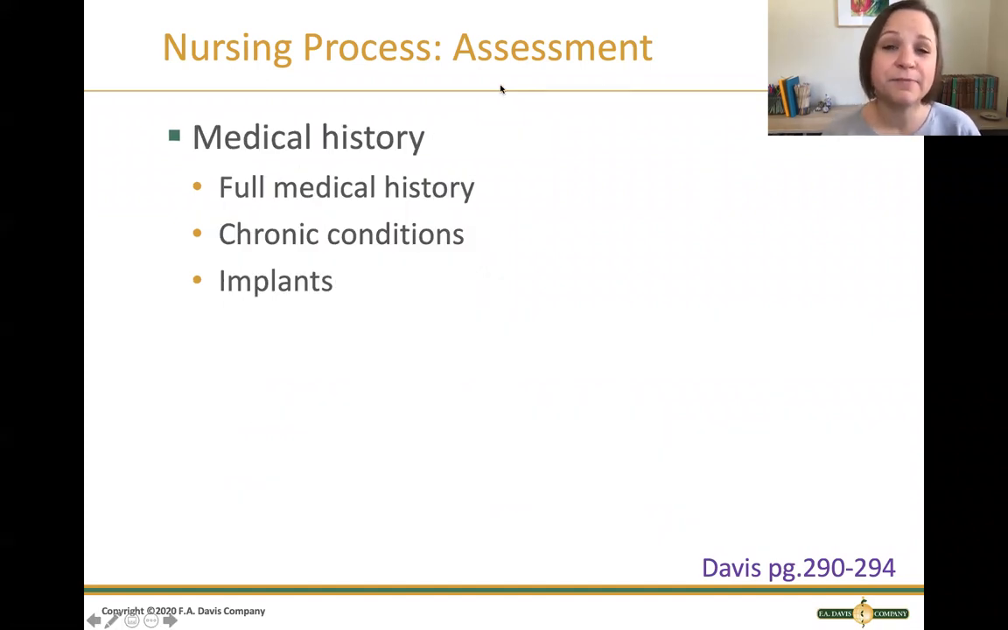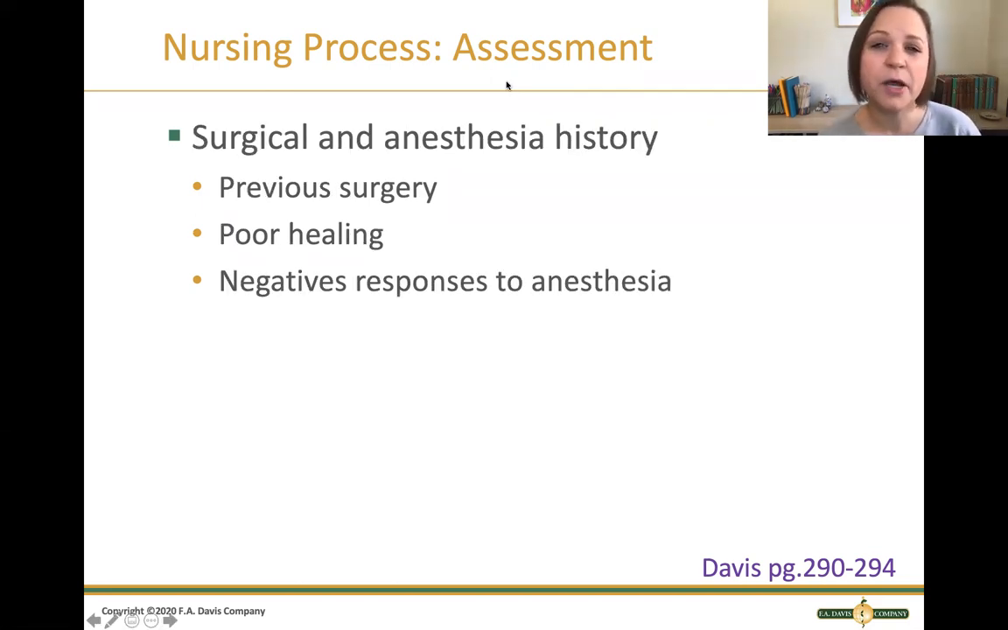In addition to the patient history, we need to take a medical history. We need to know what their full medical history is, if they have any surgical implants, any chronic conditions, and any medications that they're currently taking. Additionally, we want to know about any surgical or anesthesia history they have, any previous surgeries they've had that may have scarring that we'll have to deal with during surgery, any experiences they've had with poor wound healing that may put them at risk for poor outcomes after surgery, and if they've had any negative responses to anesthesia in the past. The anesthesiologist will also do a pre-op assessment of the patient directly.